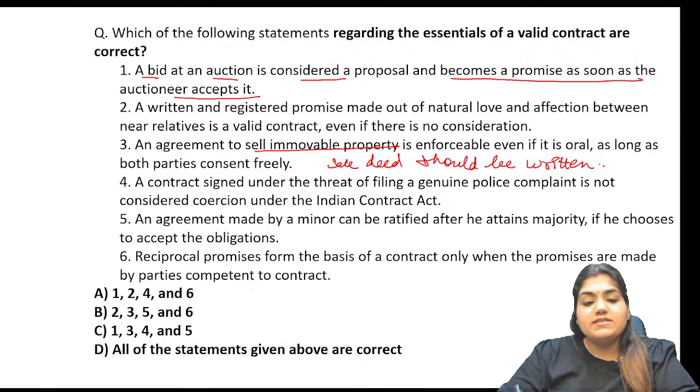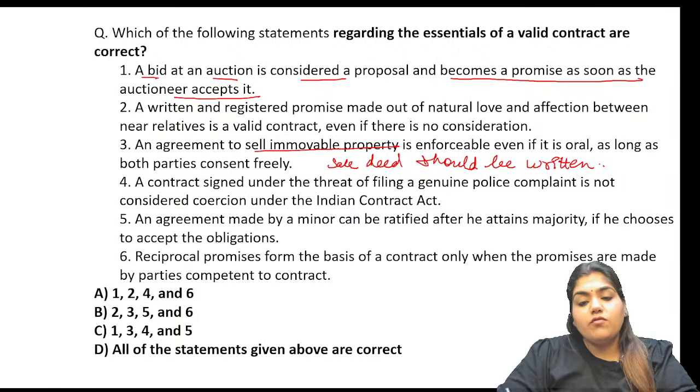A contract signed under the threat of filing a genuine police complaint is not considered coercion. There is a genuine police complaint. Here you are not doing any coercion, you are not manipulating somebody. It is an unlawful threat. Only unlawful threat makes coercion. For a genuine complaint, it does not make a coercion.